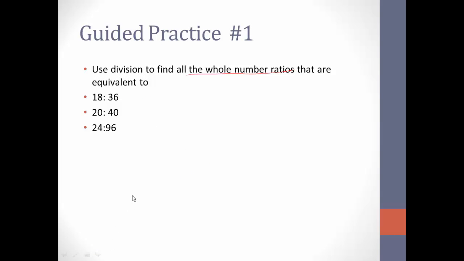Here's the guided practice. Use division to find all the whole number ratios that are equivalent to 18 to 36, 20 to 40, 24 to 96. Find the common factors and find all the equivalent ratios. Pause the video.